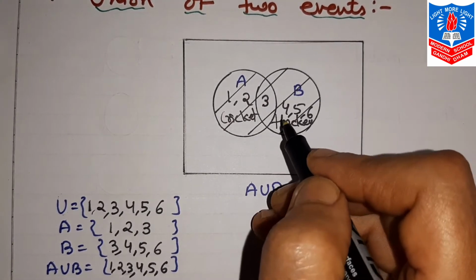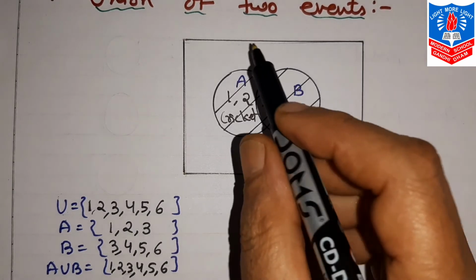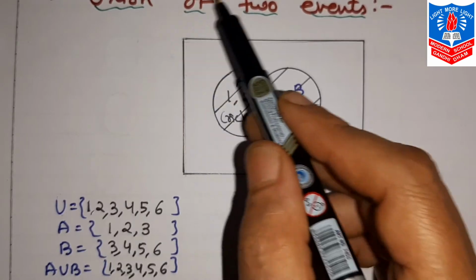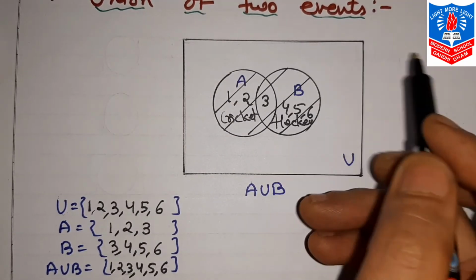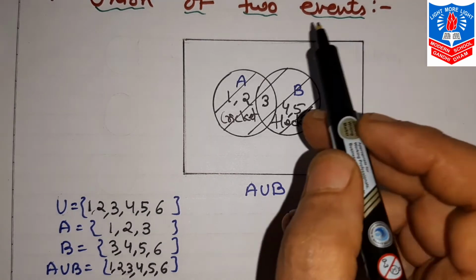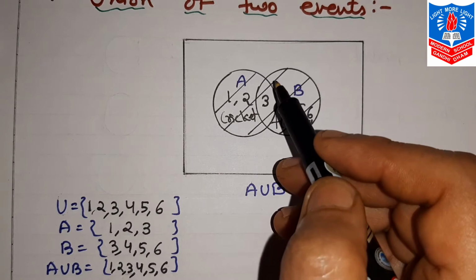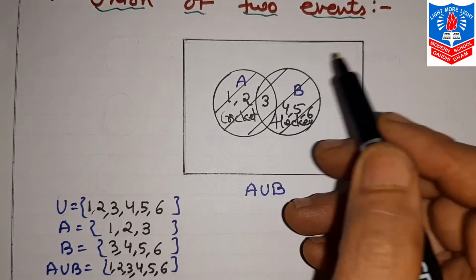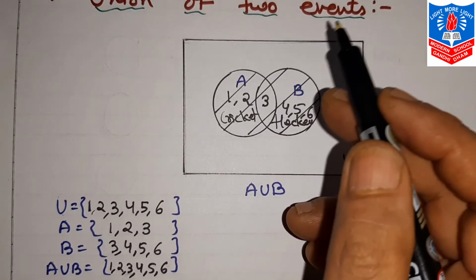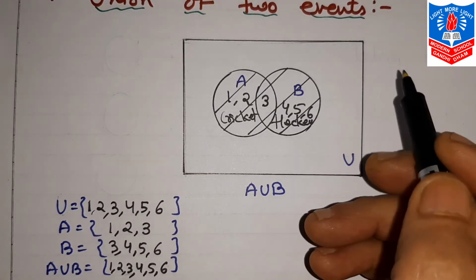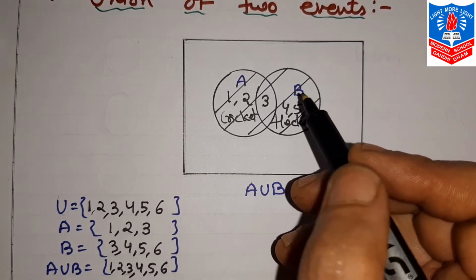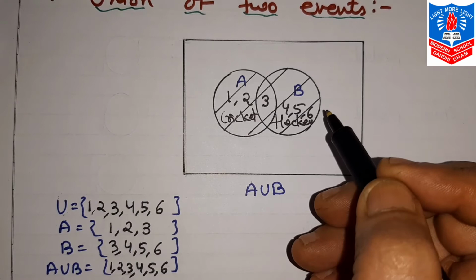So remember, where the word at least comes, it means it is the union of two events, meaning you are supposed to find A union B. And when the words A and B come this way, in that case it is intersection of two events, that is A intersection B. That way we will solve the sums accordingly.